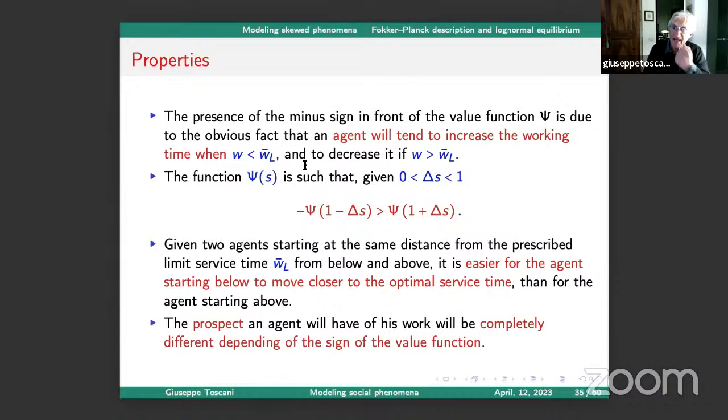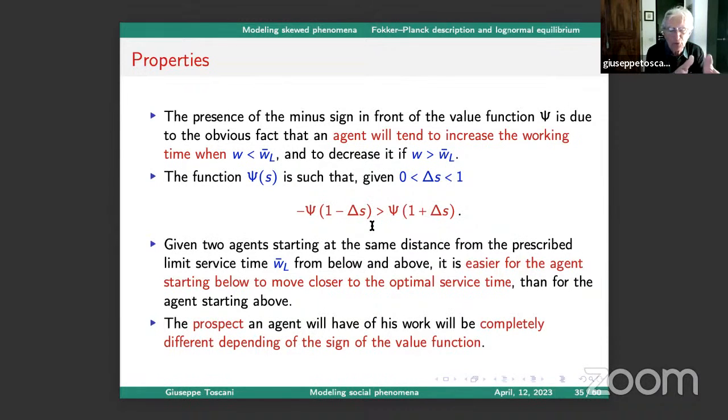that when we were able to do something in a time less than the limit time, then you will naturally tend to increase the working time. When you are above, you will naturally tend to decrease it, but it's much more difficult to go back and so to decrease the time than to increase. So, in other words, to arrive at the optimal service time is much more difficult if you have to shorten your time, but it's much easier if you have to increase the time.